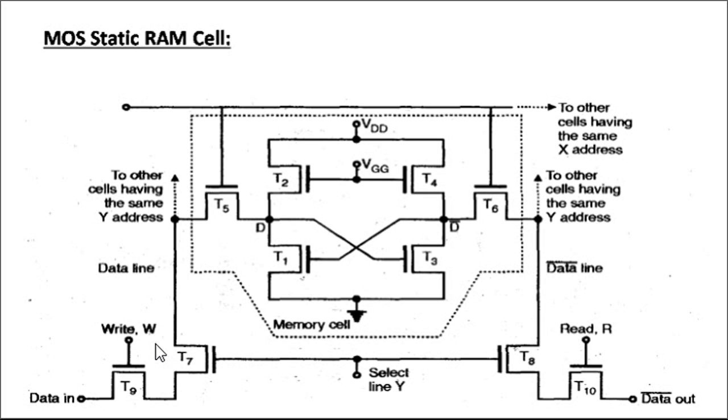The read operation can be enabled by making the R signal, the read signal, high. With read operation enabled, T10 becomes on. This connects the data bar line to the data out. Thus, the complement of the bit stored in the cell is available at the output.